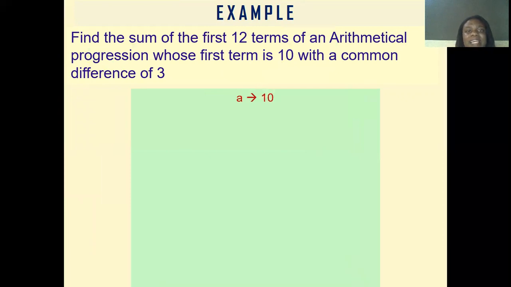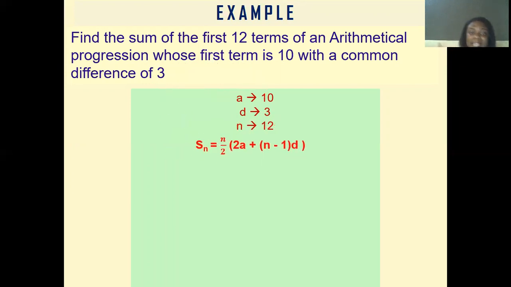So A is our first term, and that is 10. Our common difference D is 3, and the number of terms we are to sum up is 12. Okay, so our formula should look like this, because now we know that we're not given the last term, so we cannot use the second formula that involves the last term.